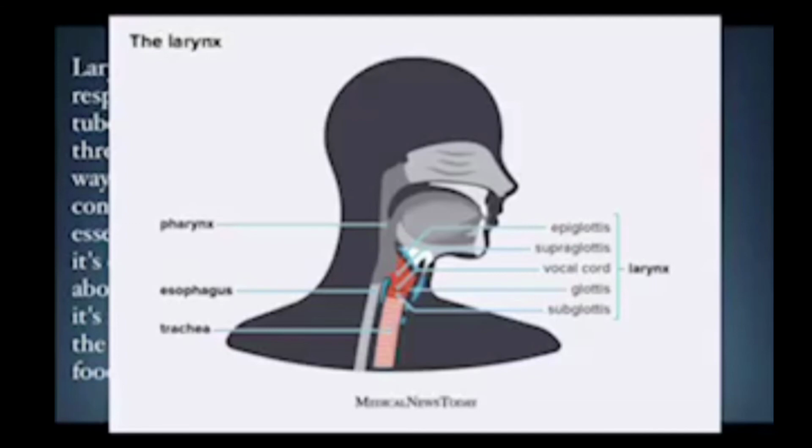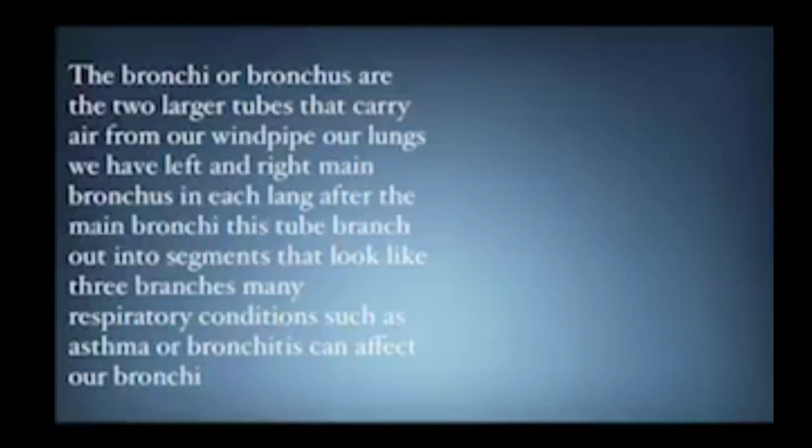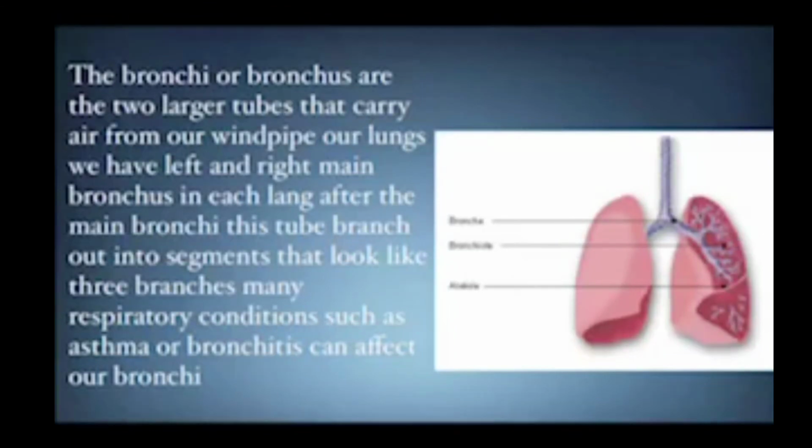The bronchi, or bronchus, are the two larger tubes that carry air from our windpipe to our lungs. We have left and right main bronchus, one in each lung. After the main bronchi, these tubes branch out into segments that look like branches. Many respiratory conditions, such as asthma and bronchitis, can affect our bronchi.